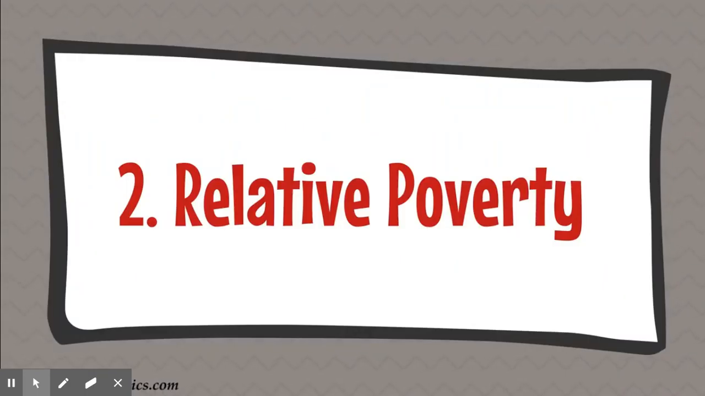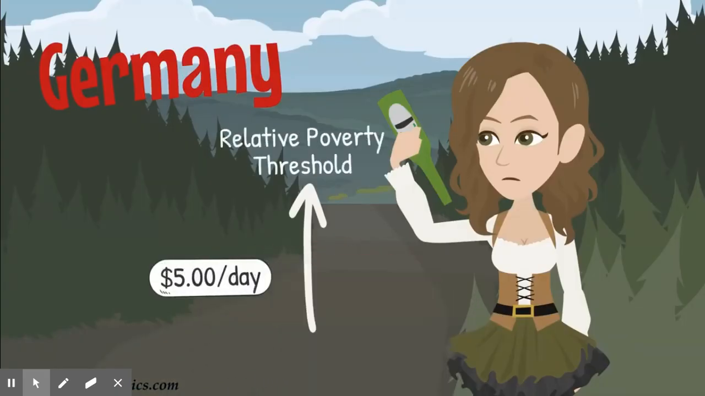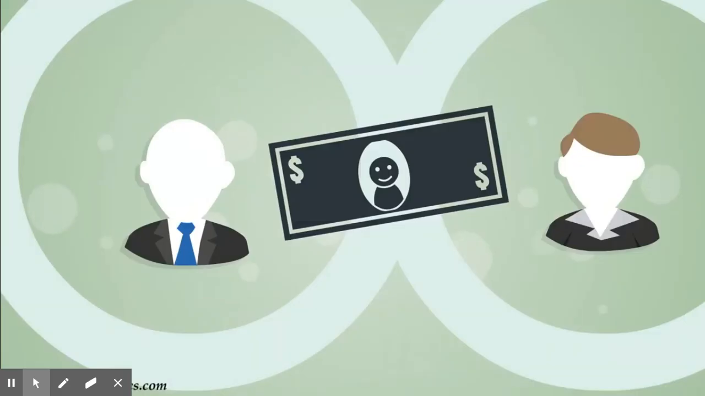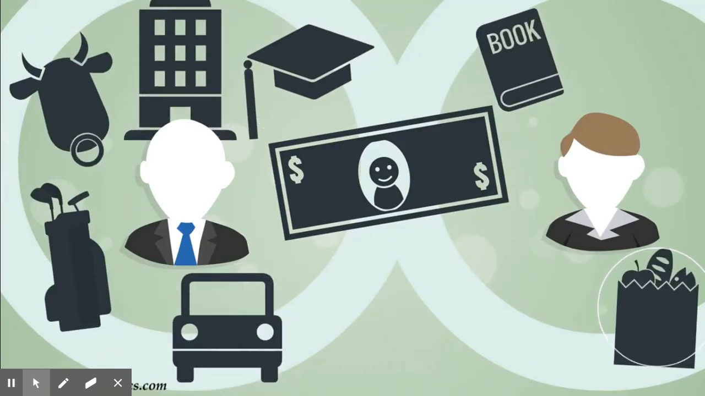2. Relative poverty, which is location dependent and basically describes a state of not being able to afford your basic needs when it comes to your location. For example, someone earning $5 per day might afford the basics, including a place to live, in many African countries, but not in Germany. So the relative poverty threshold is higher in Germany. In contrast, economic inequality refers to income, wealth, or anything else that is distributed unevenly.